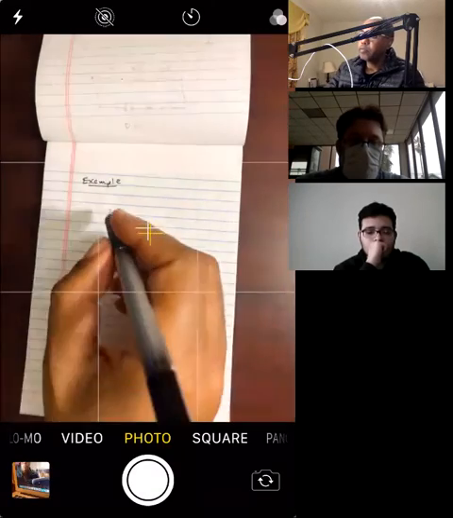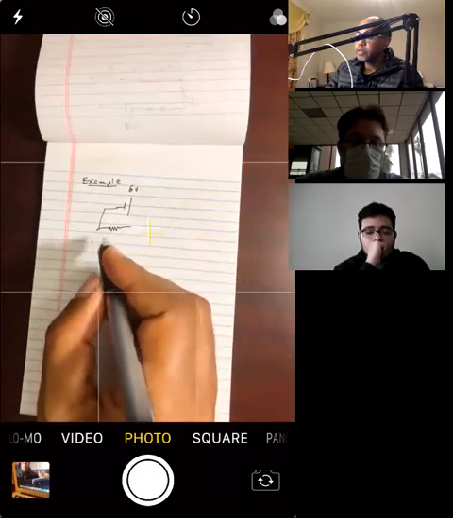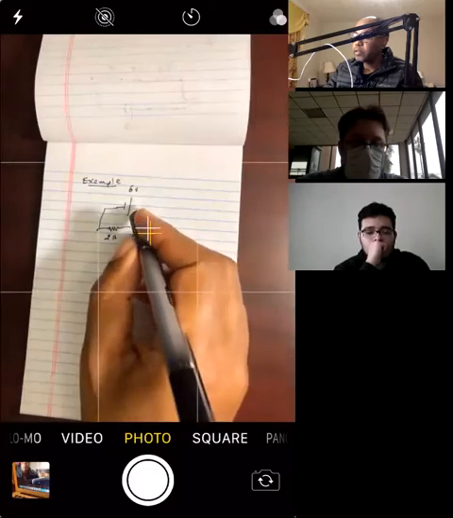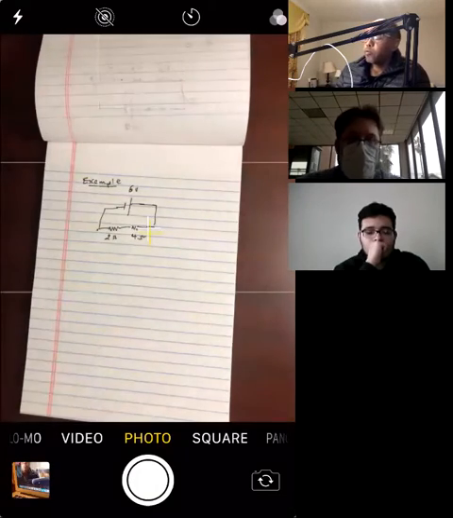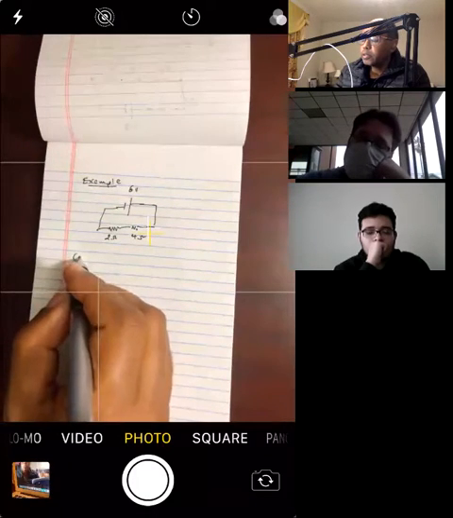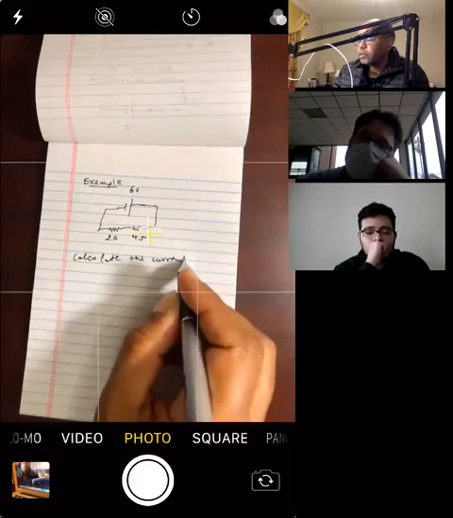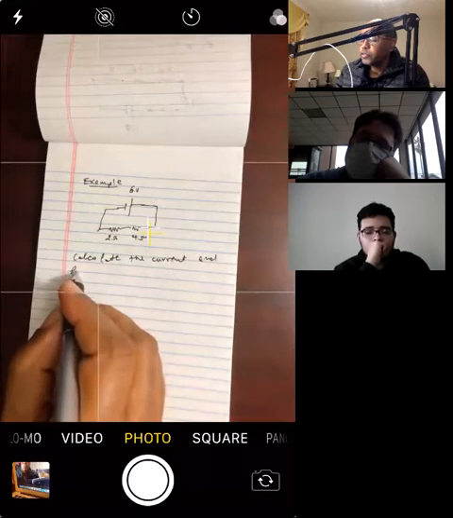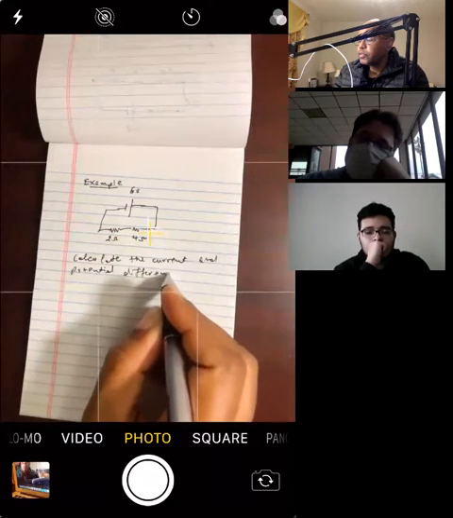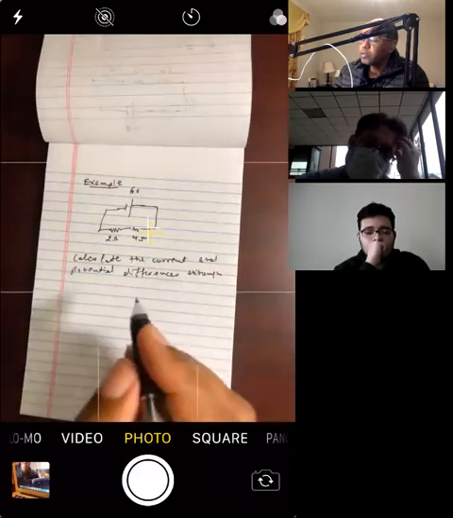So let's say we have the following circuit. Maybe let's say this is 6 volt, and we have these two resistors. Let's say maybe 2 ohm and 4 ohm are connected together like this. Okay. So we want to find the potential difference and current through the resistors. The question is: calculate the current and potential differences across the resistors. All right.